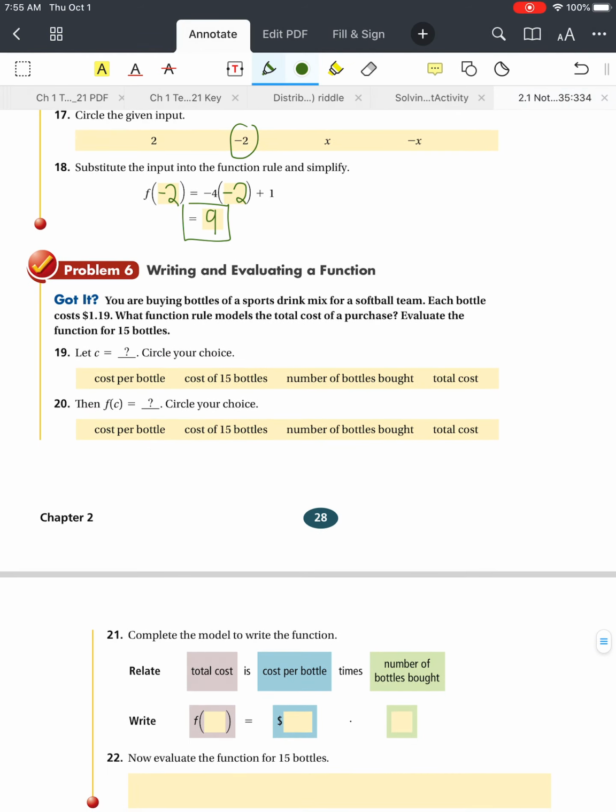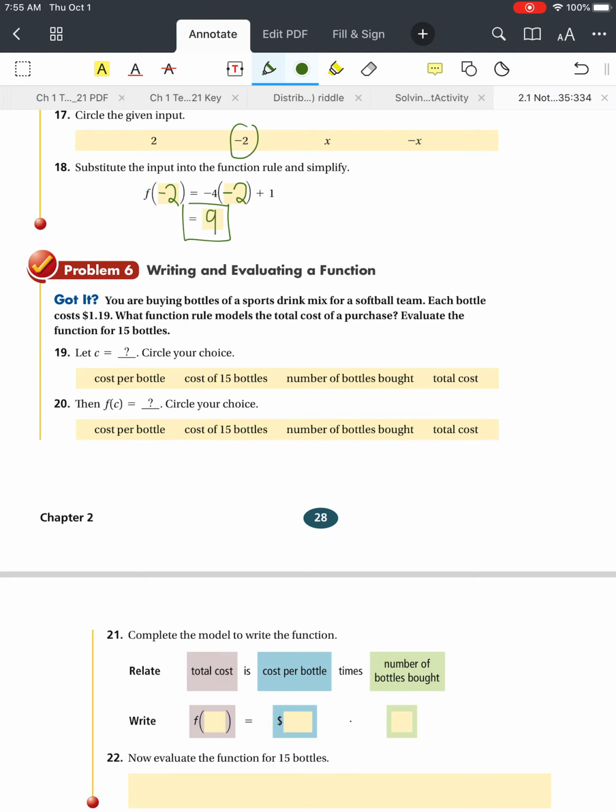All right, what we got here? You are buying bottles of sports drink mix for a softball team. Each bottle costs $1.19. What function rule models the total cost of a purchase? Evaluate the function for 15 bottles. So C is going to be, what do we want it to be? Well, we're talking about the number of bottles here.